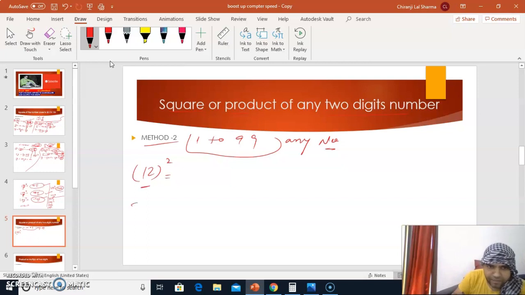So there are three steps. Step number one, see in the given number, this is the unit digit and this is the tens digit. In step one, you have to make the square of the unit digit.